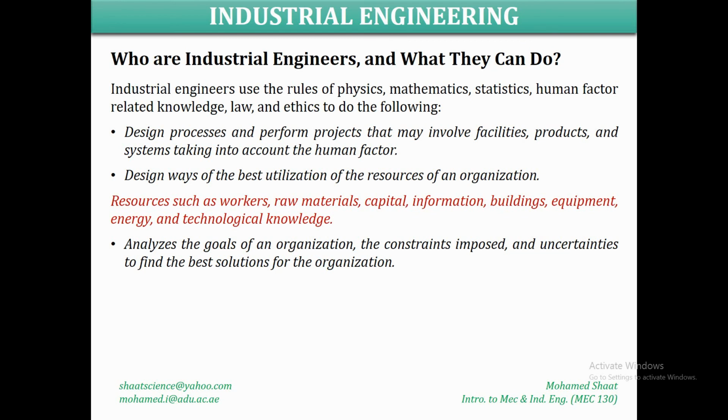Make sense? All right, so now as we discussed, some of the activities that industrial engineers do is the design of processes and perform the projects that may involve facilities, products, and so on. So what does it mean, facility? We said that these industrial engineers are working to give the best utilization of the resources of an organization. And we discussed what an organization is, and the organizational structure. Also, one of the things of interest to the industrial engineer is the facility and organizing the facility itself.